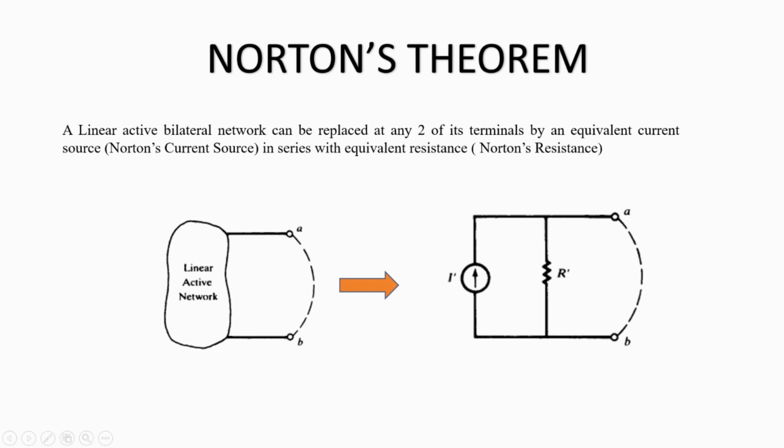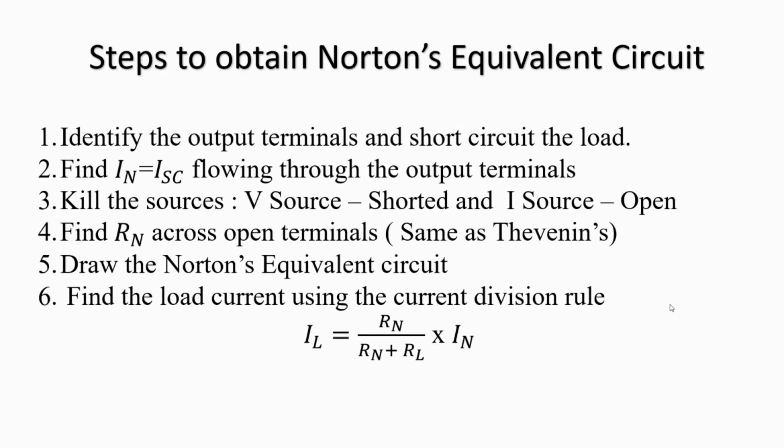In order to arrive at this Norton's equivalent circuit, these are the steps we need to follow. The first step is very similar to Thevenin's theorem, where we identify the output terminals and remove the load resistance. But instead of open circuiting, we short circuit the terminals across which the load was connected. After this, we compute the short circuit current flowing through those shorted terminals.